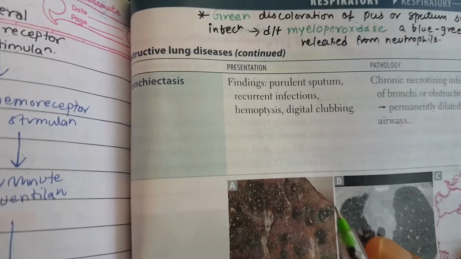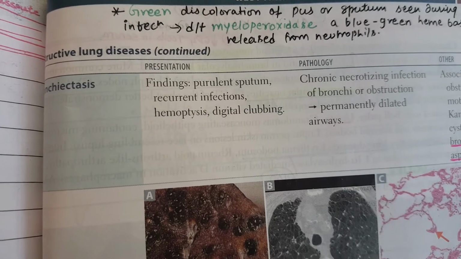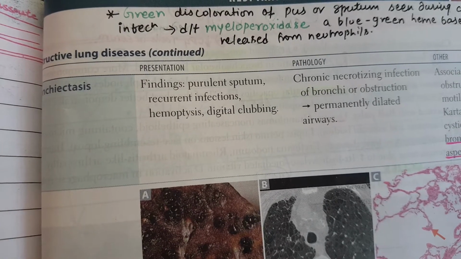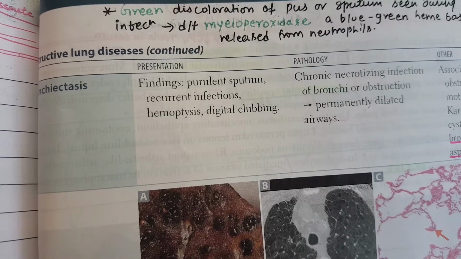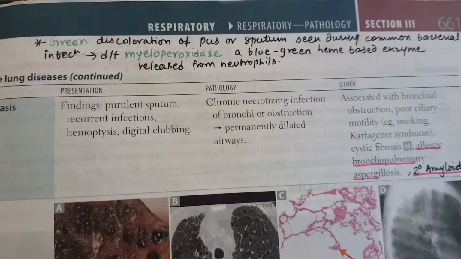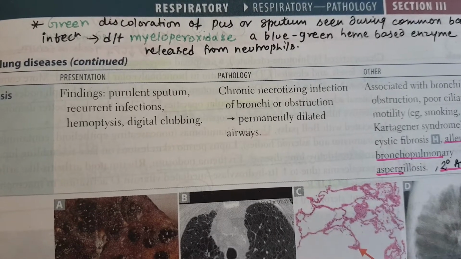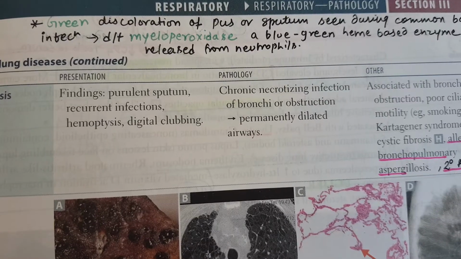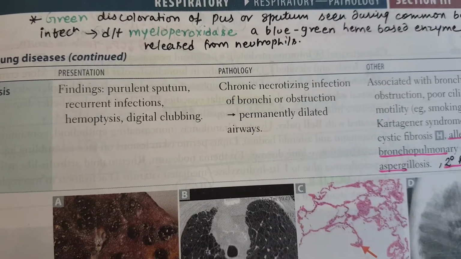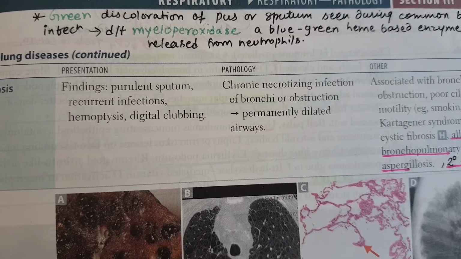Okay, now let us begin with bronchiectasis. The findings will include purulent sputum, recurrent infection, hemoptysis, and digital clubbing. This is very important: digital clubbing, and there can also be hemoptysis. Remember that. Pathology: chronic necrotizing infection of bronchi or obstruction, leading to permanently dilated airways.